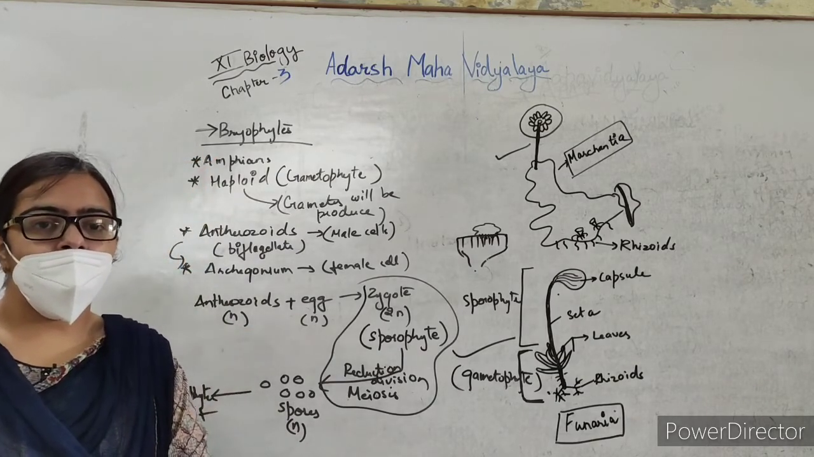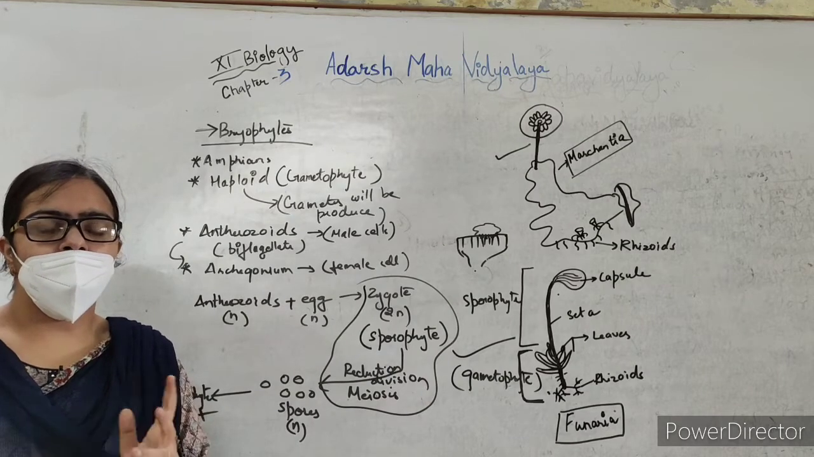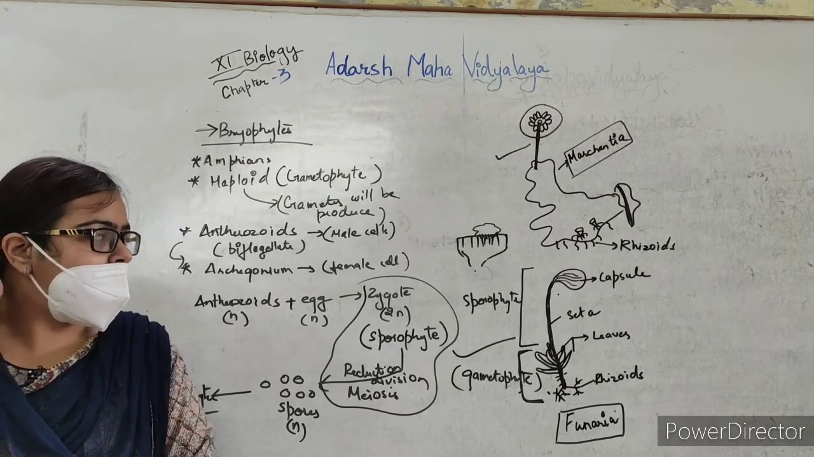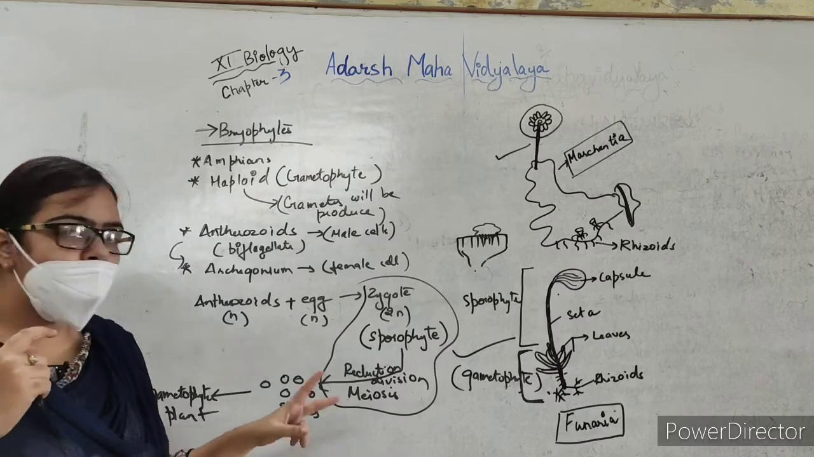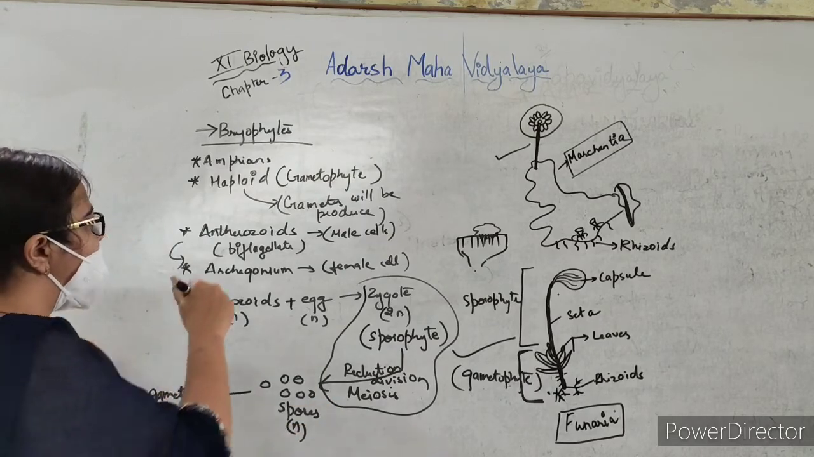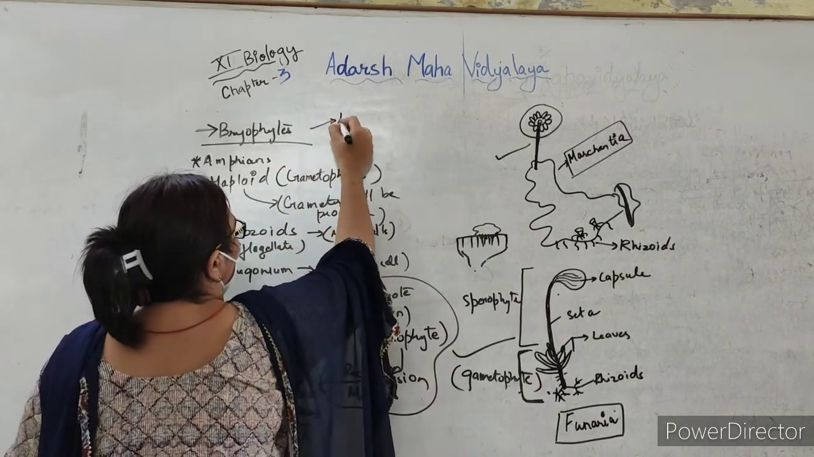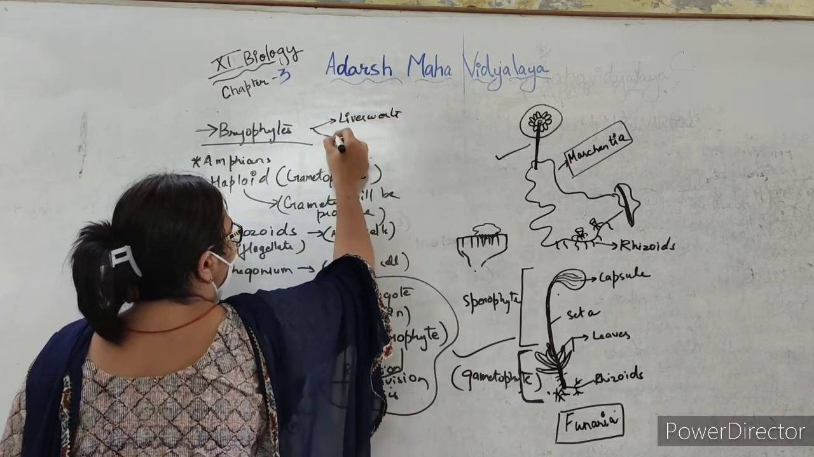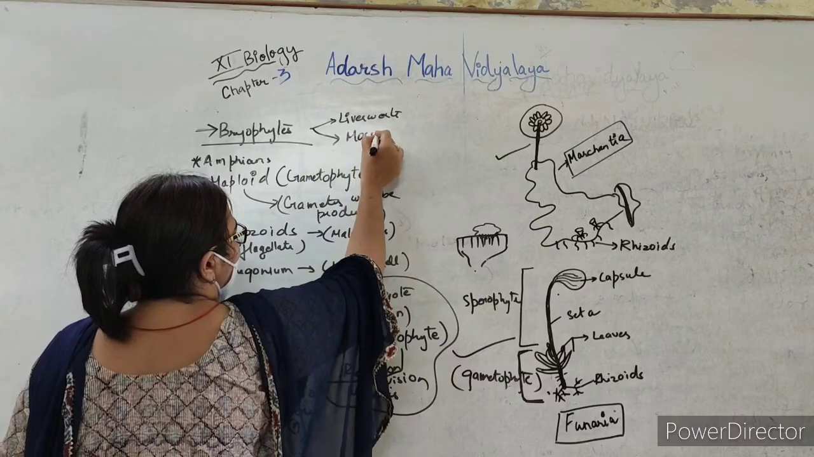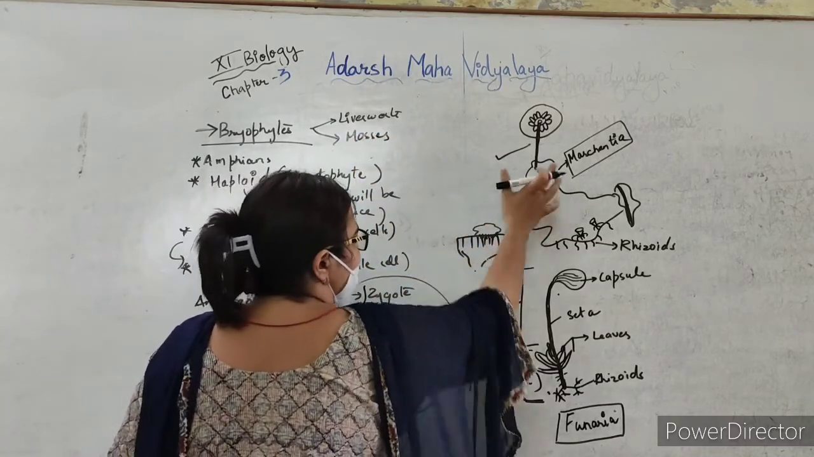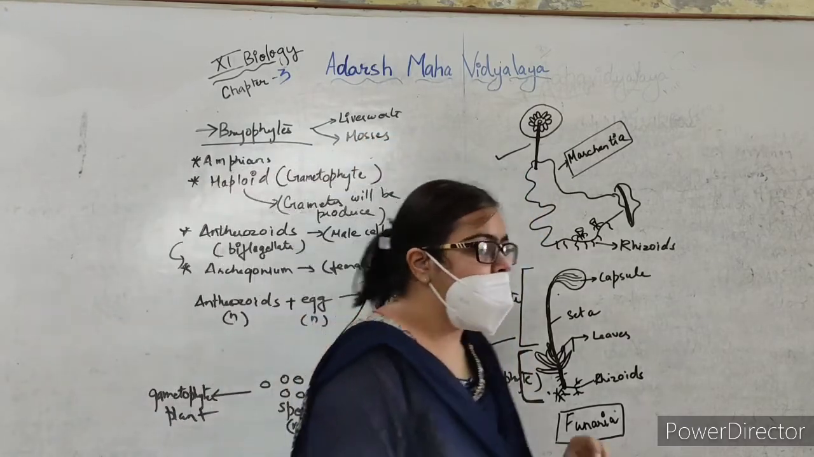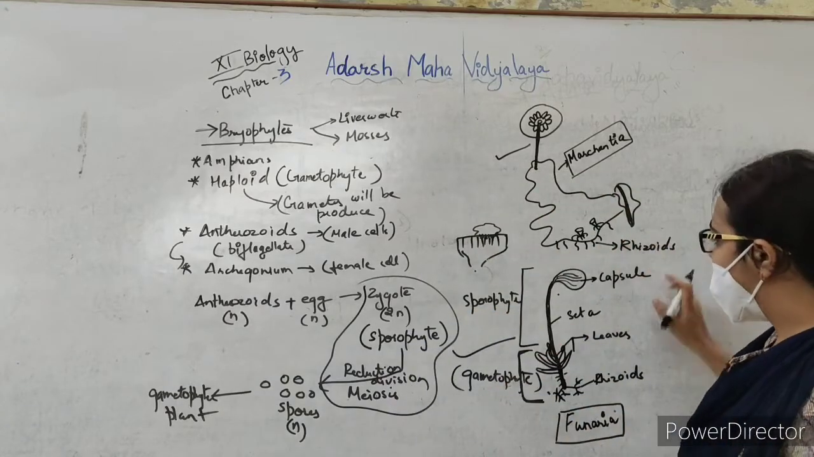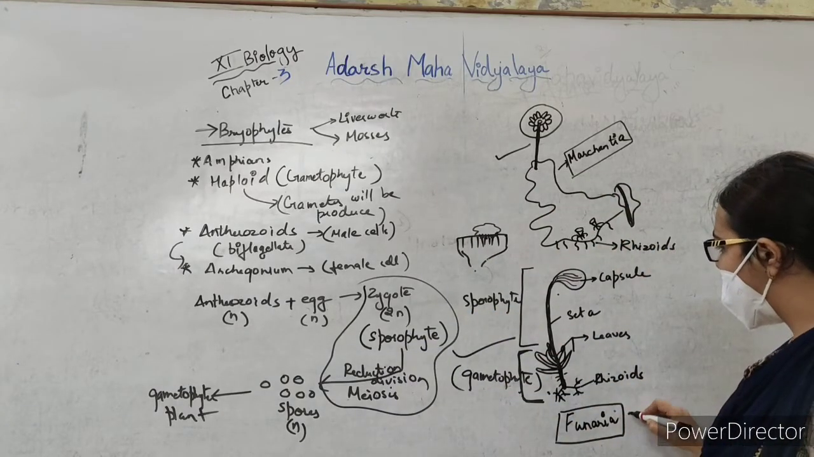Okay, now, when we talk about the uses, you will study both two types of bryophyte, that is liverworts and mosses. So this Marchantia is an example of liverwort, and this Funaria is an example of moss.